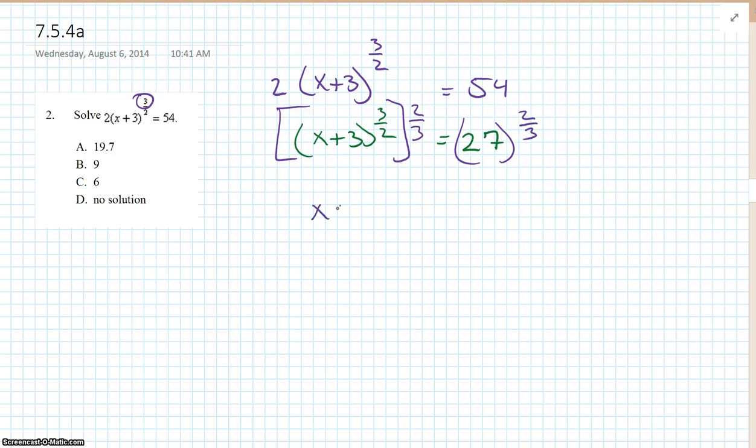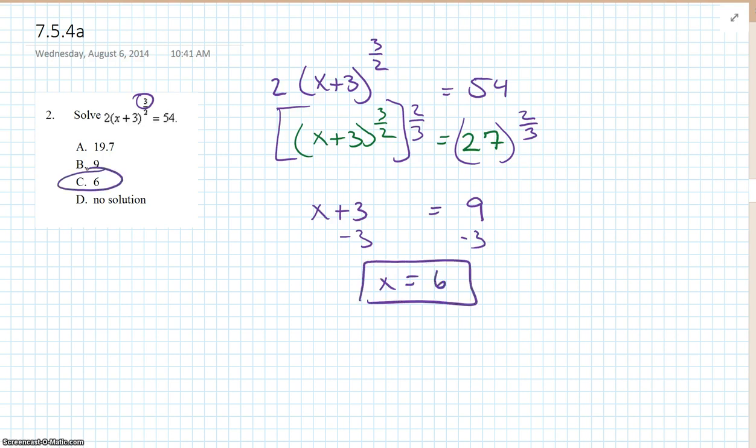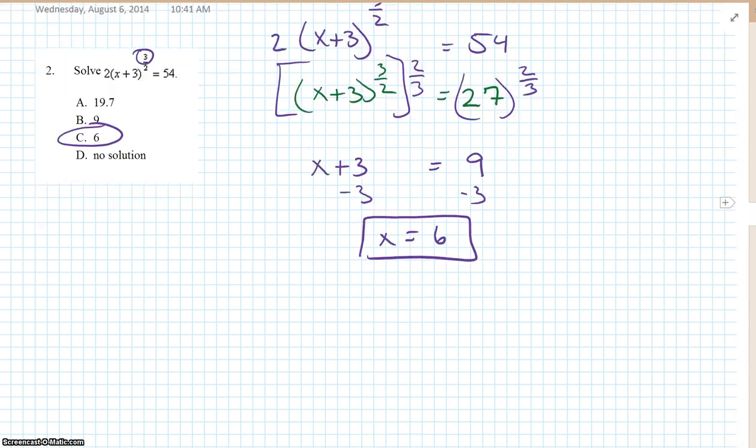Okay, so that's going to just be x plus 3. Since it's odd, I don't have absolute value signs. 27 to the 2/3 power. Well, the cube root of 27 is 3, and 3 squared is 9. So x plus 3 equals 9. So subtract 3 from each side. x equals 6. So the answer is C. And you can double check your work, and it's going to work.